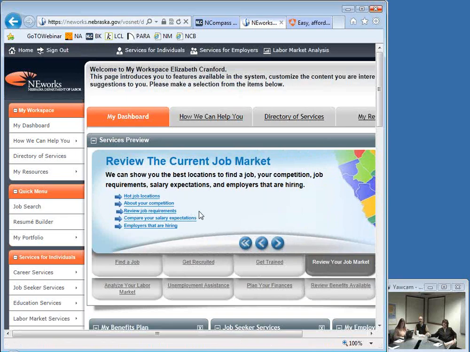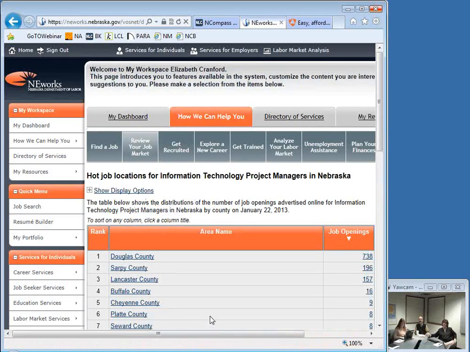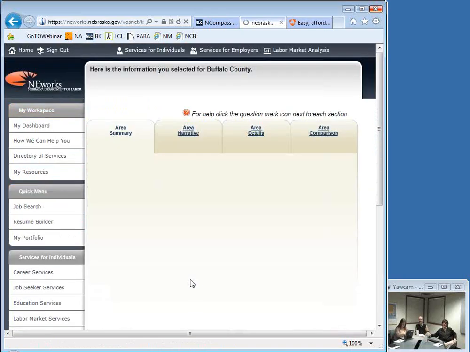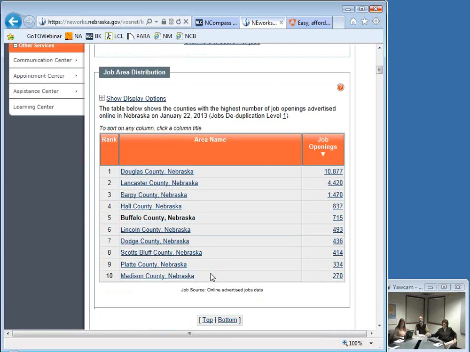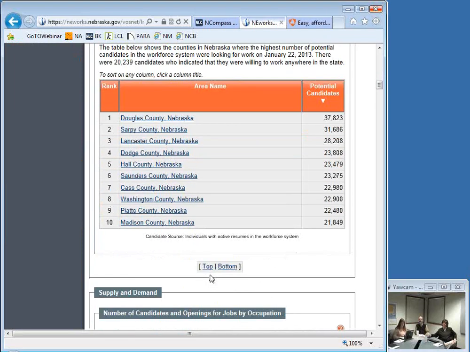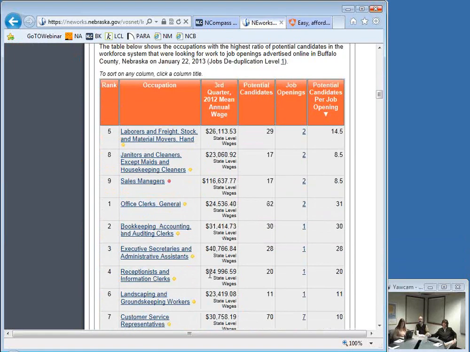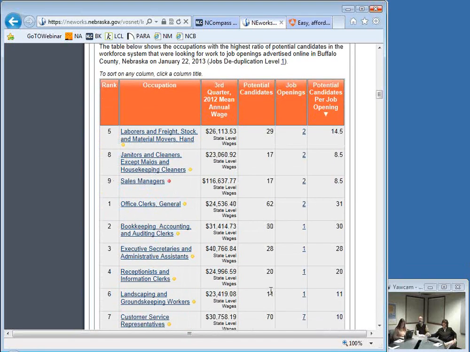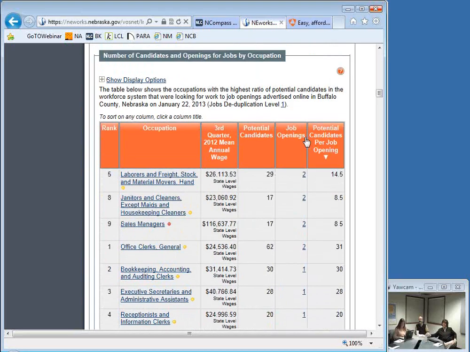Next tab is reviewing the current job market. So where are some hot job locations? And let's check it out. Well, right here, Douglas County, Sarpy County, Lancaster County, and Buffalo County. Let's look at what's hot in Buffalo. Well, in Buffalo County, the number of candidates and openings for jobs by occupation. So we have a lot, and we can sort these too.